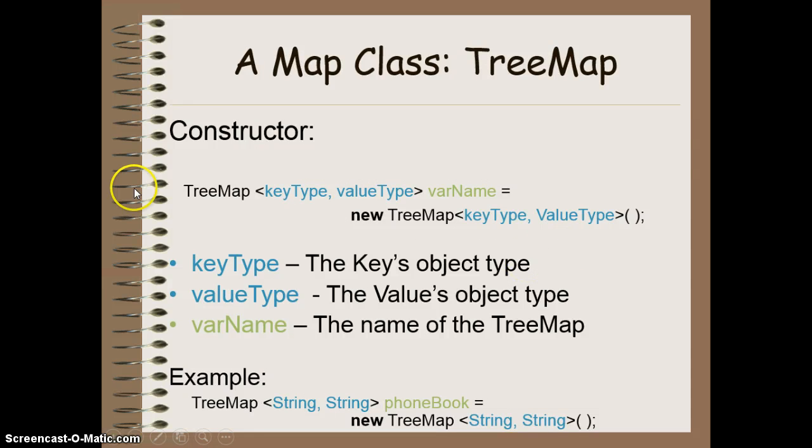So the constructor here, we've got our tree map. We have to provide the key type first, then the value type, then our names. So for example, if I was going to do a phone book, I'd have the string being the phone number as my key, because I can only have one individual phone number, and then I have the values here, because I could have multiple people, each with a different phone number. So string for the phone number, string for the person.